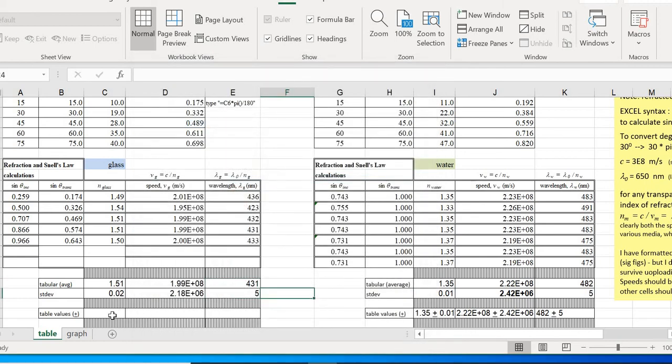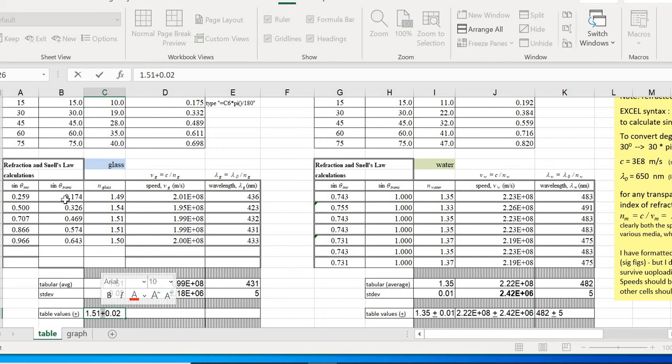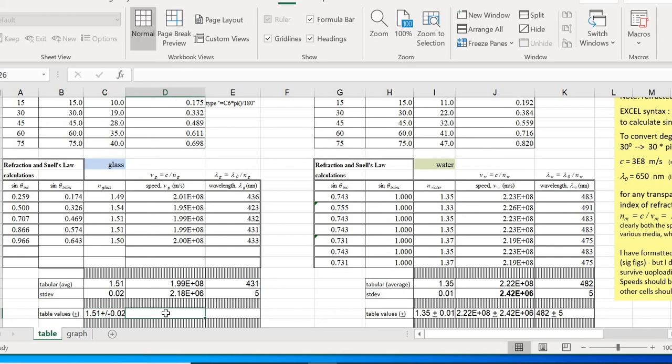Now, what's your table value? 1.51 plus or minus 0.02. And you can underline that. Slick, eh? And I can't underline it because I can't grab it, it's hidden from me up here somewhere. Anyway, I can just do this, plus minus. Okay, so let me make this, well, anyway, that's good enough.